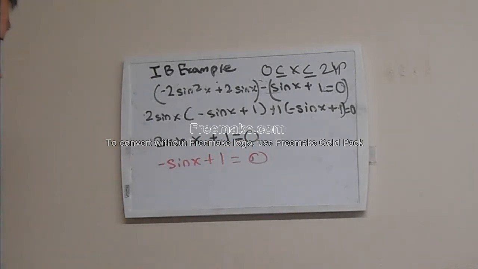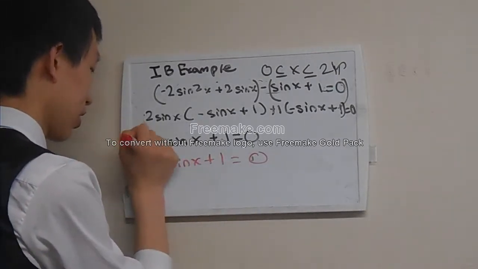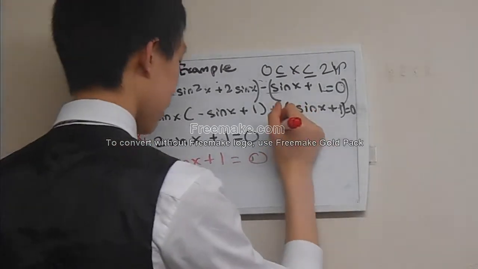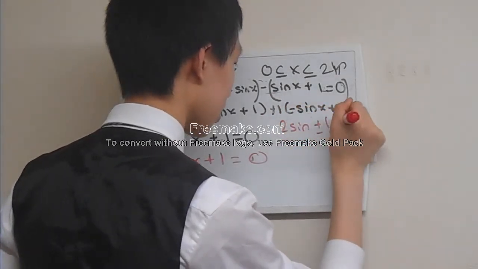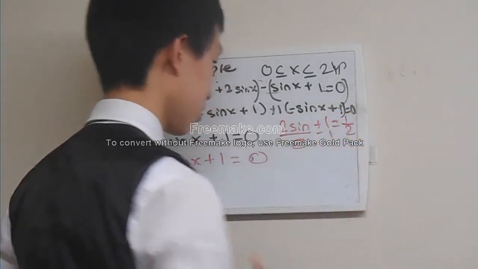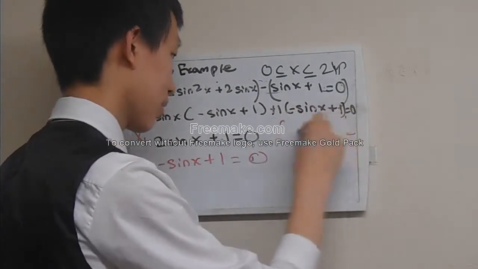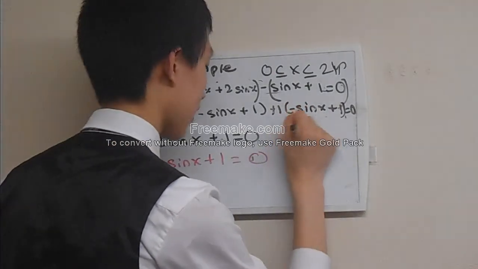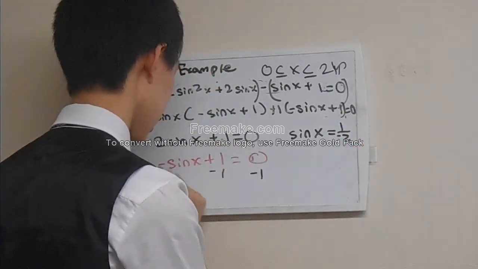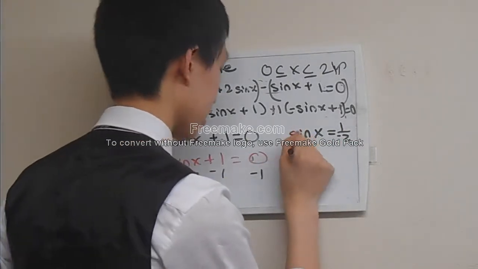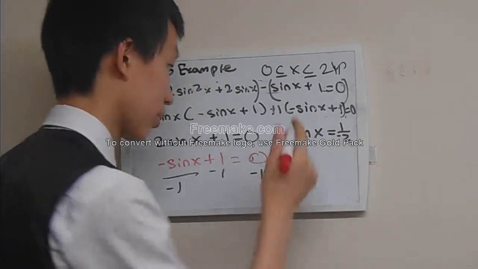And so for these two equations now, we can solve for it. So let's first start with this, which I'll be calling x1. For this one, we can just use basic algebra to solve for it. Minus 1, and then divide by 2, we end up with sine of x equals negative 1/2. And we also end up with sine of x equals 1.